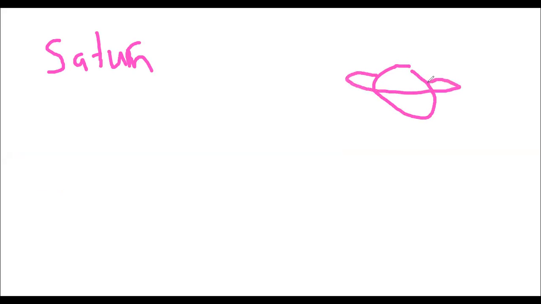And Saturn, like I told you, its main specialty is its rings. It has about 7 rings, and each ring has different elements, different asteroids and comets, which have different elements in them. But most of them are all brown, gray, white, and black.